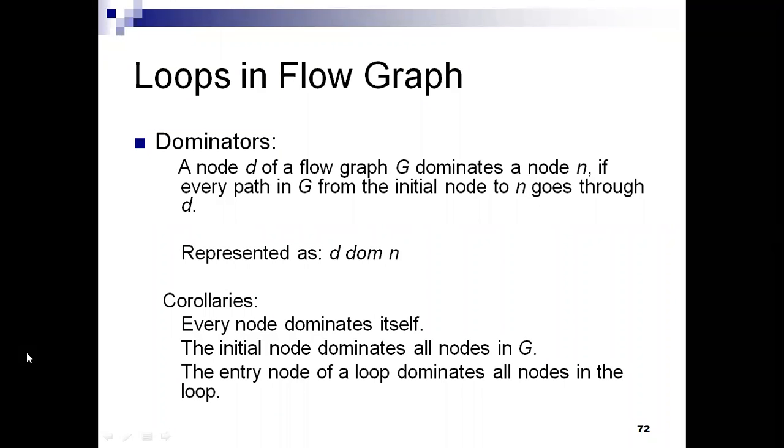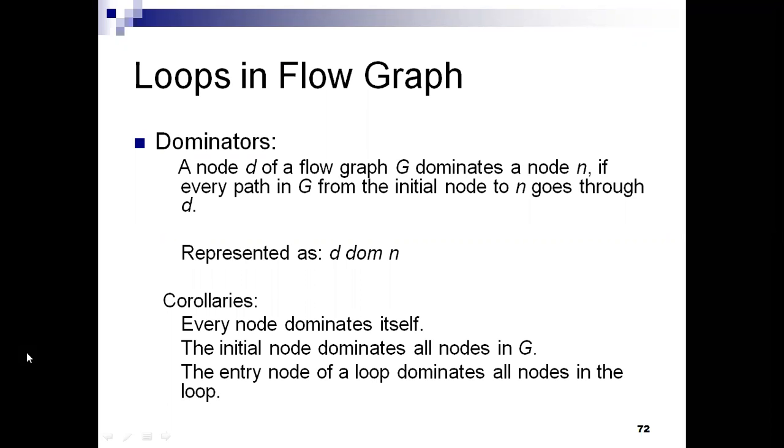So, in a flow graph, make a note, a node D dominates the node N. What it means is, every path to node N from the initial node goes through D only. This is denoted as D dom N, which means D dominates N. Only when every path to node N from the initial node goes through D does D dominate N.